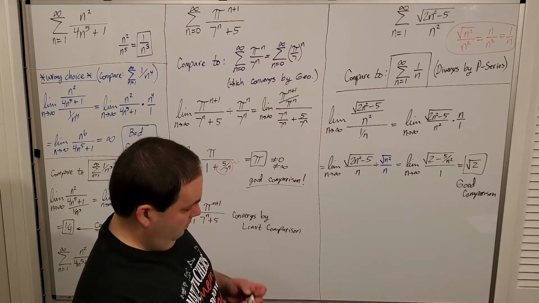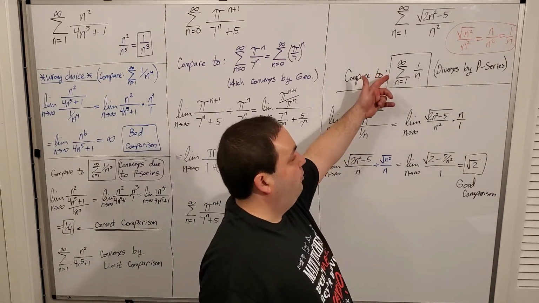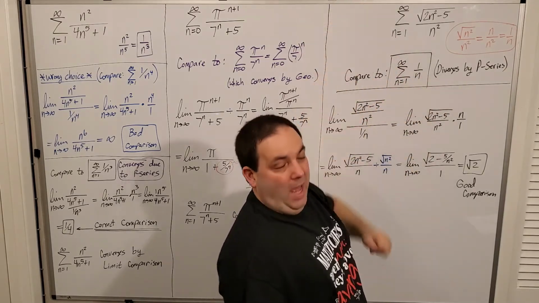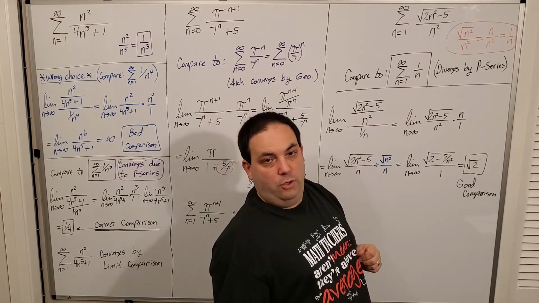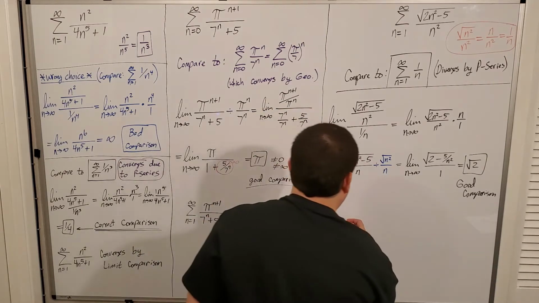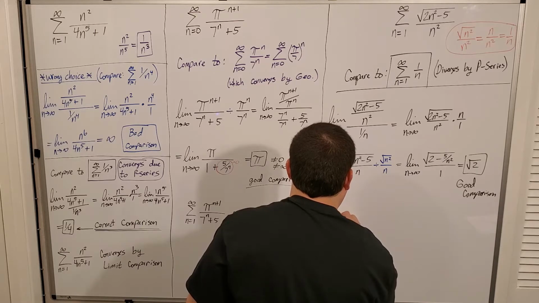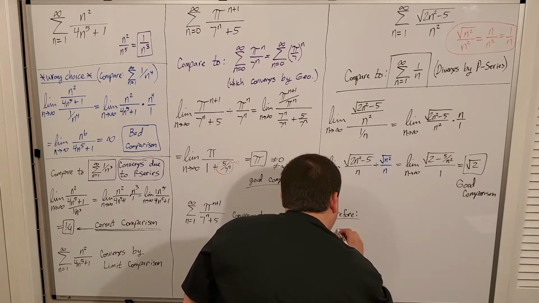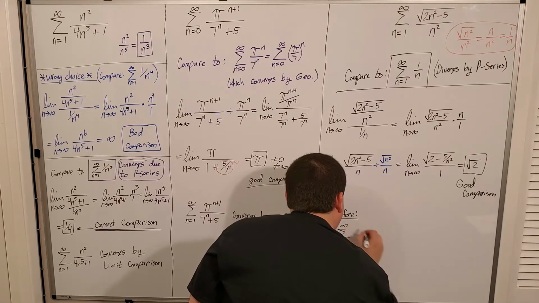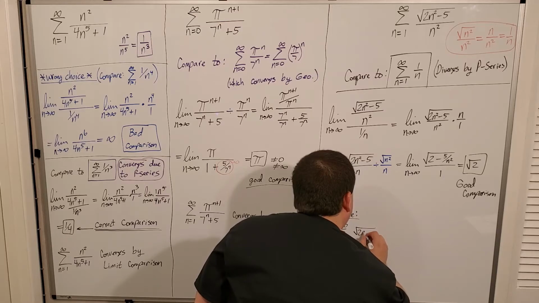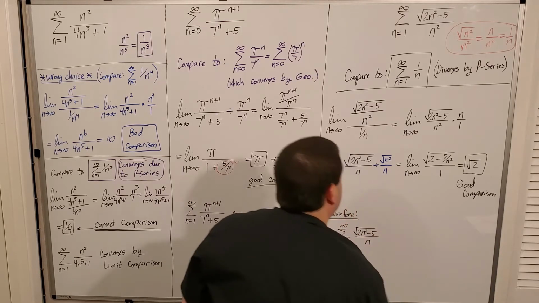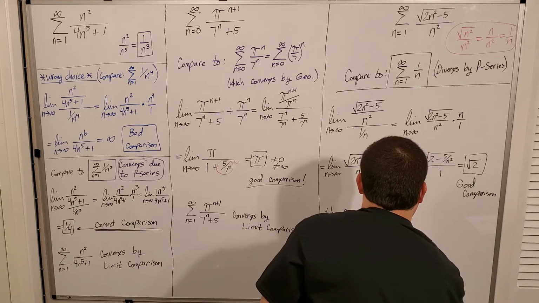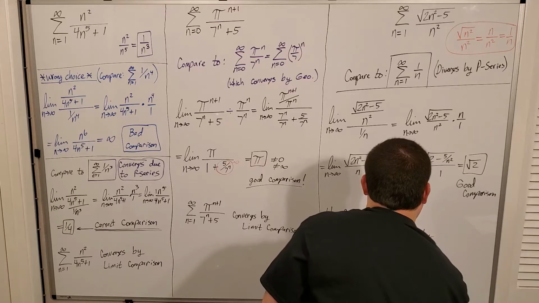What does that mean? It means go back and check what you compared it to. That one that I compared it to diverges, so my series also diverges. So therefore, the sum from n equals 1 to infinity of the square root of 2n squared minus 5 over n squared diverges by limit comparison.